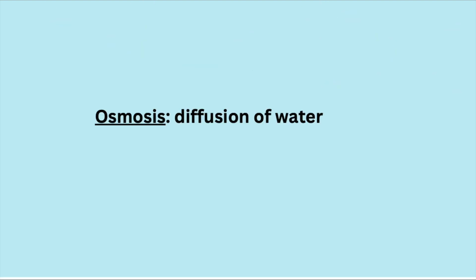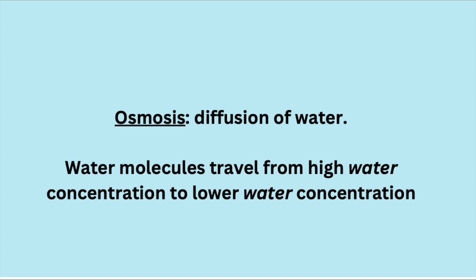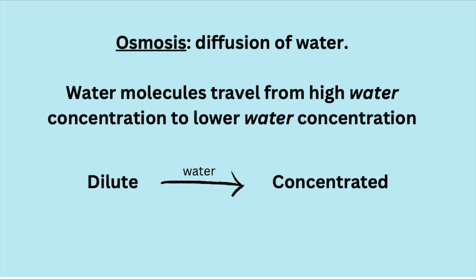This is diffusion. Osmosis is a special kind of diffusion that involves only one kind of particle, water molecules. During osmosis, water molecules will travel across a semi-permeable membrane from an area where they are in high concentration to an area where they are in low concentration. In other words, they will move from a dilute region to a concentrated region.